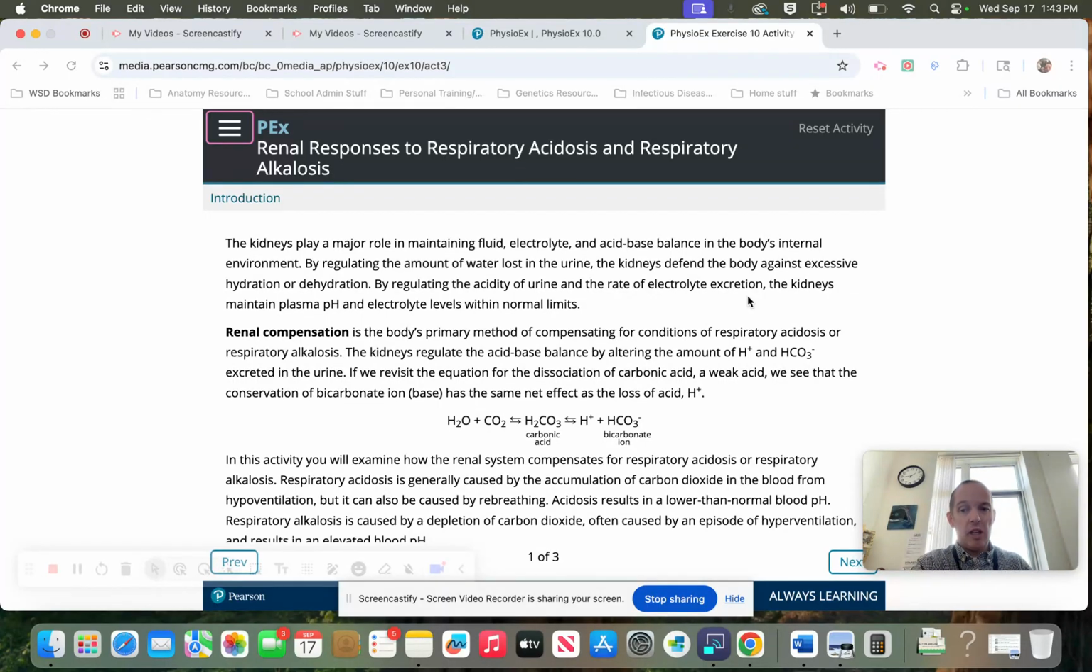So my parents both had chronic lung issues. Their lungs sucked at being lungs, and therefore their kidneys needed to compensate for that.